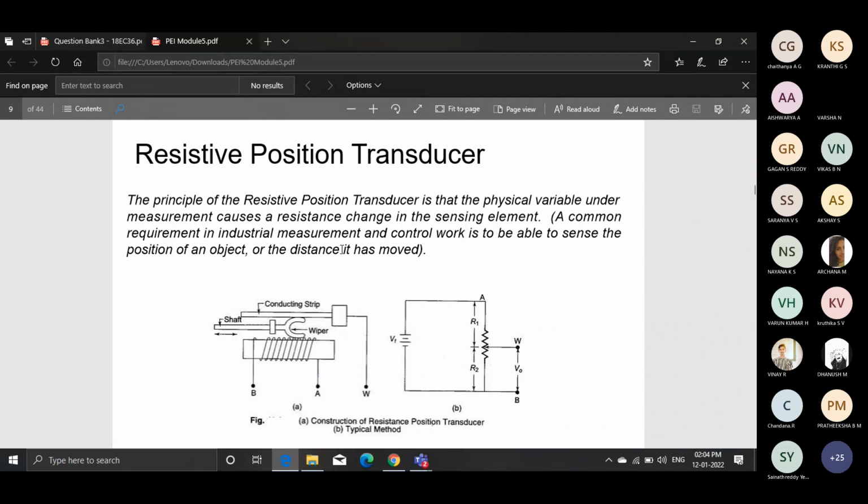A common requirement in industrial measurement and control work is to be able to sense the position of an object or the distance it has moved. See, that's what I'm telling: the position of the object or the distance it has moved. Based on that, we can measure what resistance we are having over there.